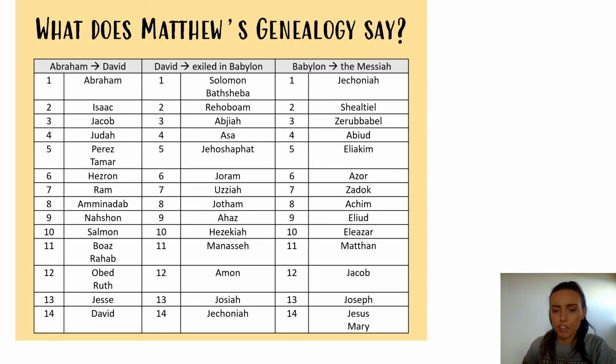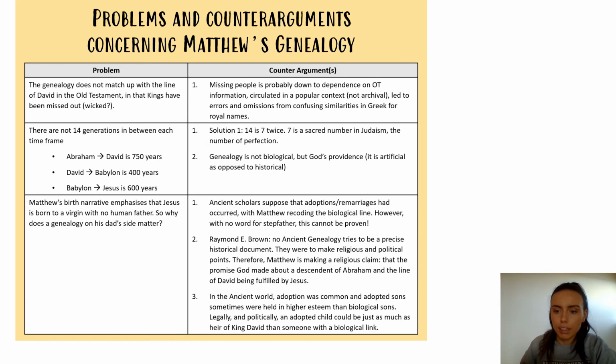And the third point of interest is that this genealogy looks at ancestry through the line of Joseph and not through Mary. So the last thing we're going to look at as part of Matthew's genealogy is problems that scholars have identified with the genealogy, and then we're going to look at counter-arguments that might suggest either that the problem is not important or that there is an answer to that problem.